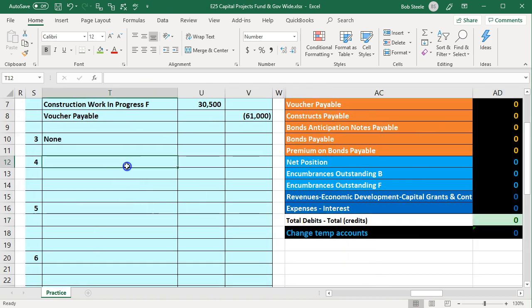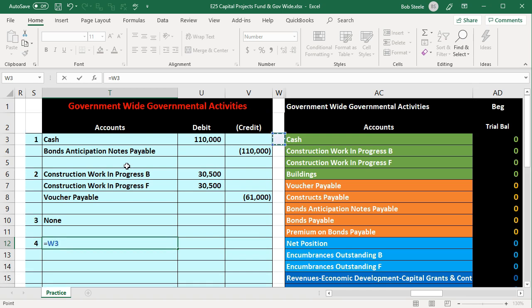We're going to get cash. That's what we're getting for the bonds when we issue them. So cash is going to increase. So that's going to be the debit. Cash is cash. That's nice and easy. So we're good on that.